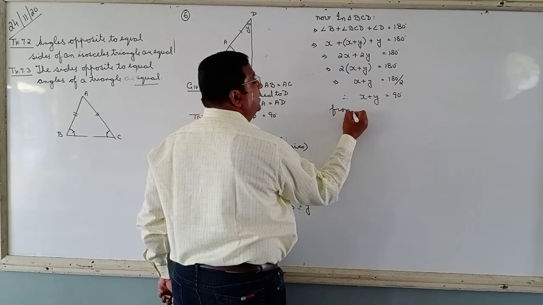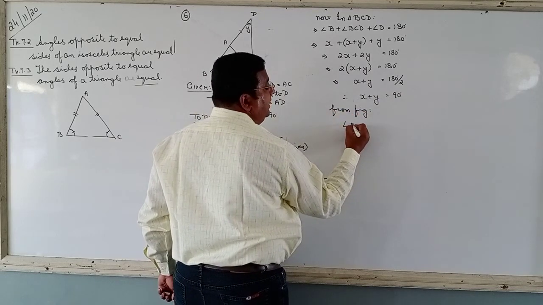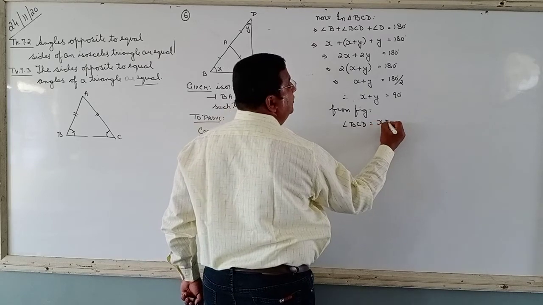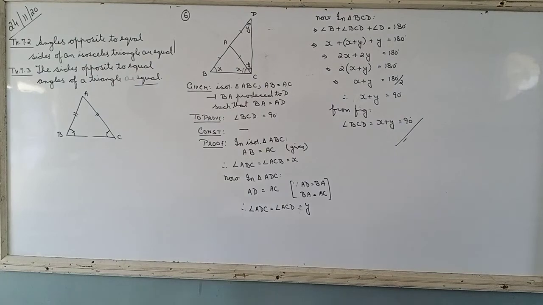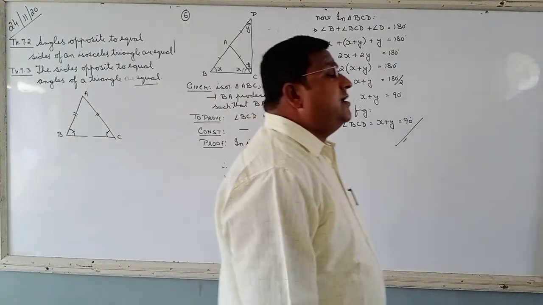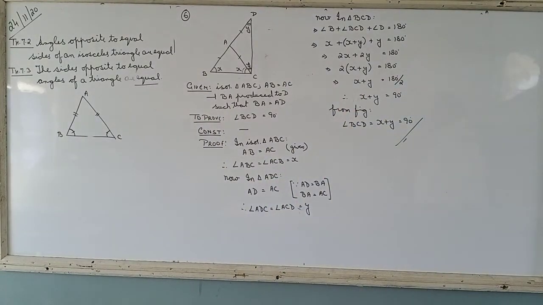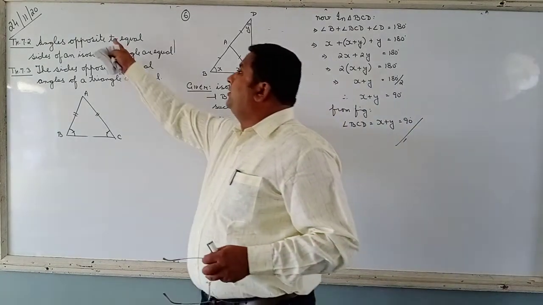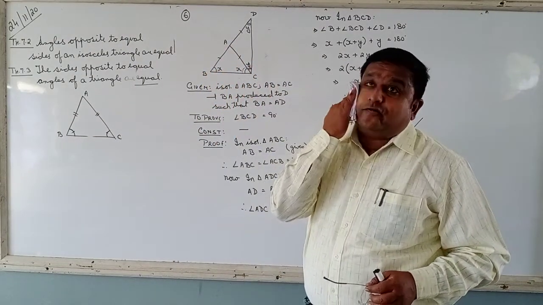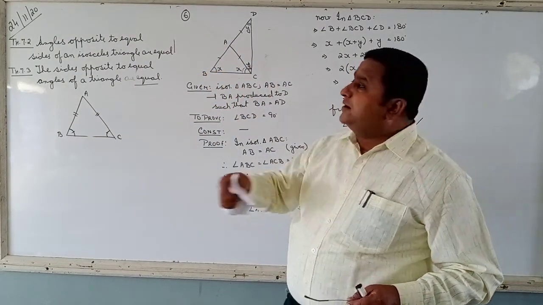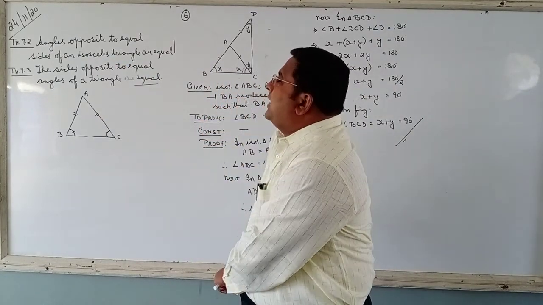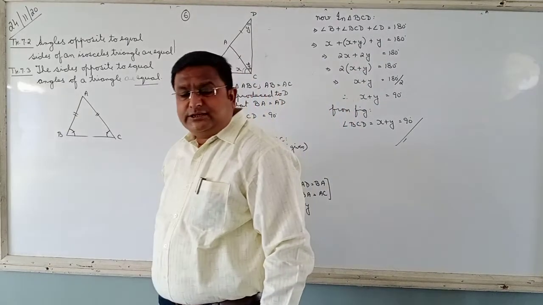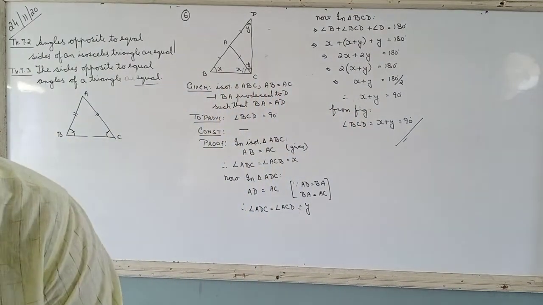So look at the figure. From figure, angle BCD, that is equal to x plus y is equal to 90. Hence proved. Any confusion? This is the exercise. Very easy. Only related to your two theorems 7.2 and 7.3, that is the properties of an isosceles triangle. Angles opposite to equal sides of an isosceles triangle are equal, and sides opposite to equal angles of a triangle are equal. Please practice these questions. You can very well solve it.